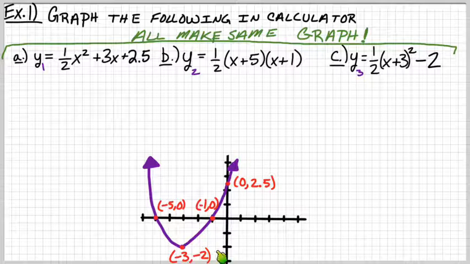So the vertex was at (-3, -2). The x-intercepts, (-5, 0), (-1, 0). And then the y-intercept was (0, 2.5). So you should sketch this graph. They all three made this graph because they're all the same thing. Okay, so let's talk about the benefits of each type of form.